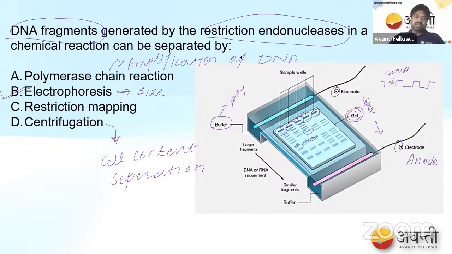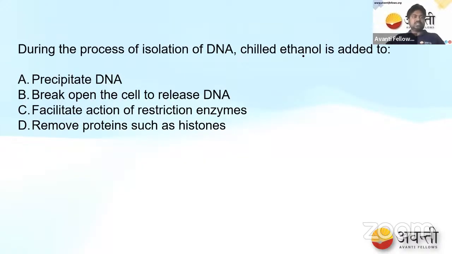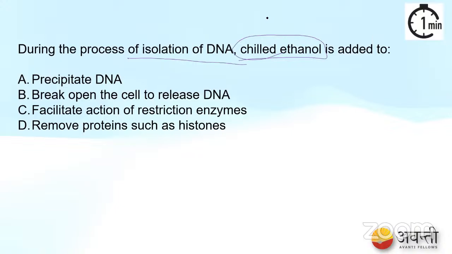Going to the next part, the next question on your screen is: during the process of isolation of DNA, why do we use chilled ethanol? Option A, precipitation of DNA. Option B, break open the cell to release DNA. Option C, facilitate action of restriction enzyme. Option D, remove proteins such as histone. I'm launching the poll again for you. Please answer fast in 1 minute, then we will discuss the question. Come on, answer quickly.